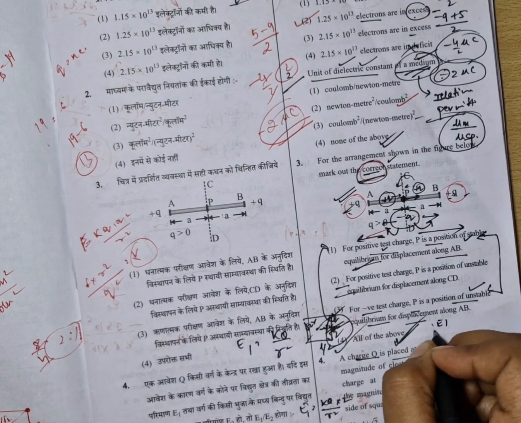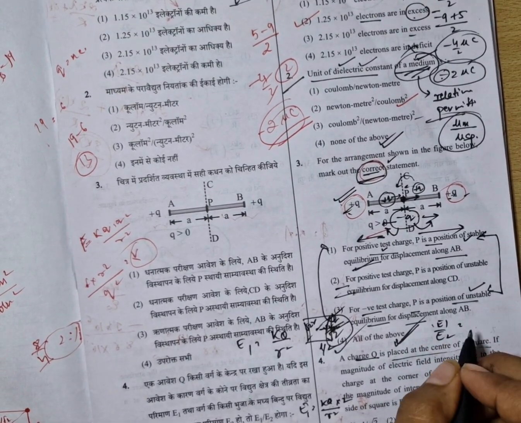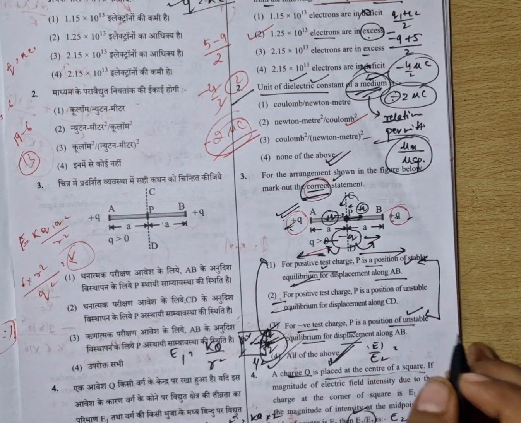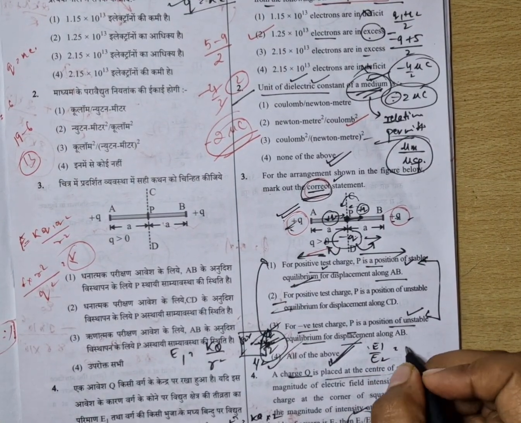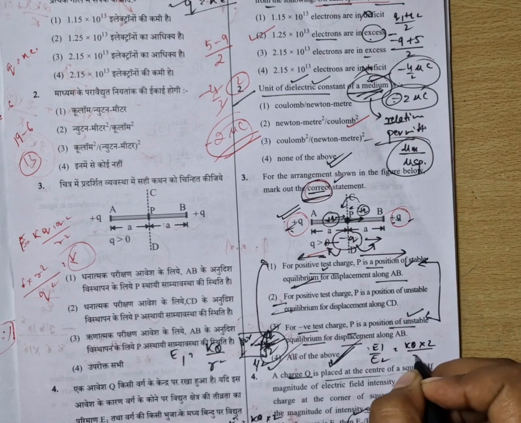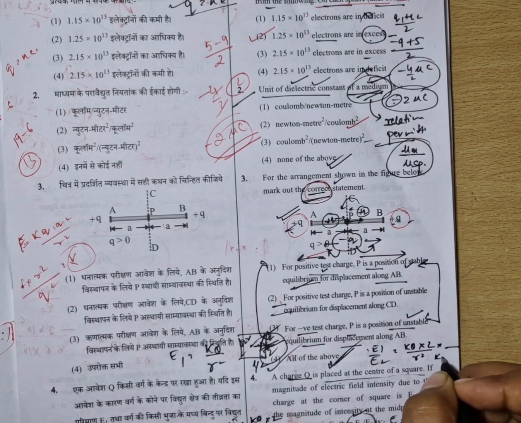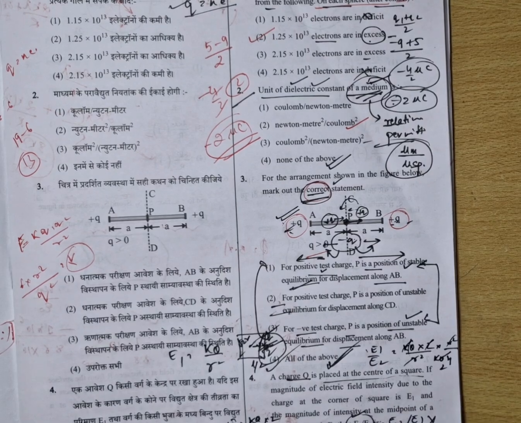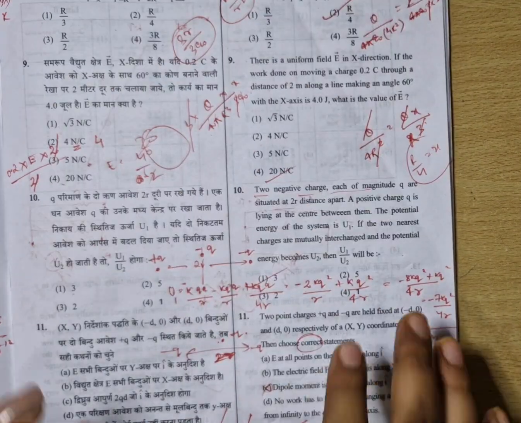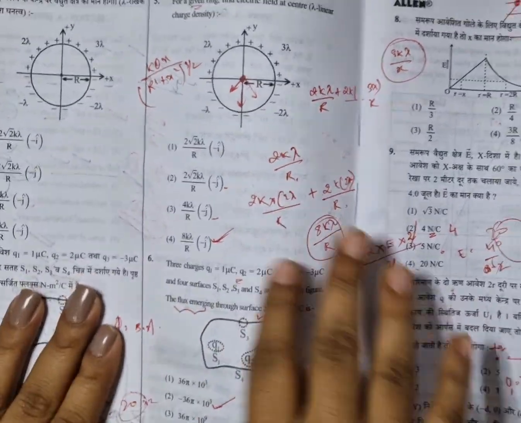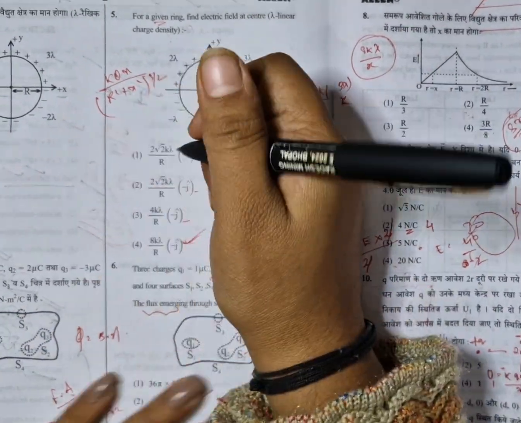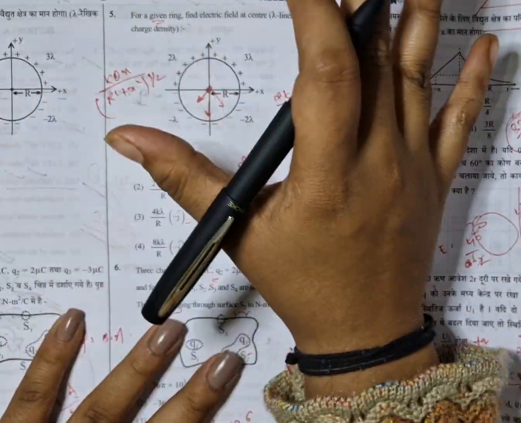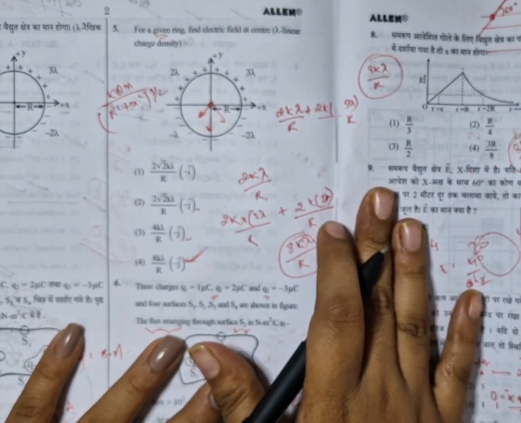Now if we do E1 by E2, not E2 by E1, it will come as kq2 upon r square, and here kq4 upon r square, so it will come as 1:2. I'm trying to be really swift so that not much of your time is wasted here. I'm trying to keep it very crisp, and I hope that you are all getting the answers.